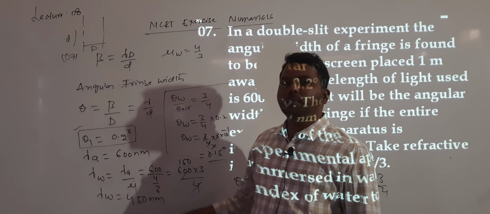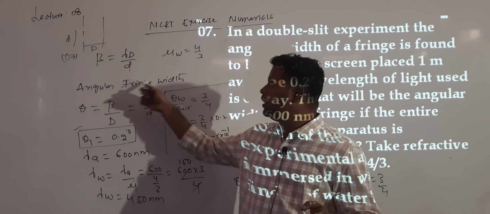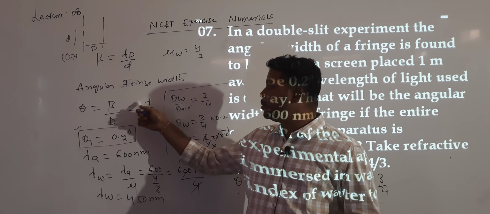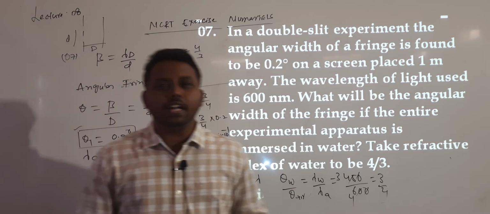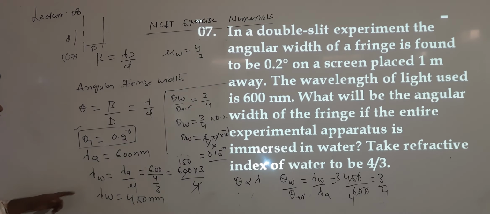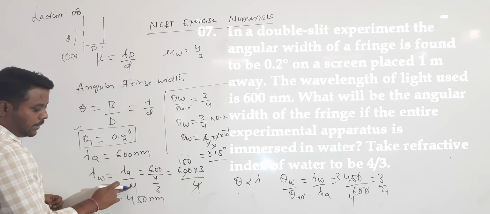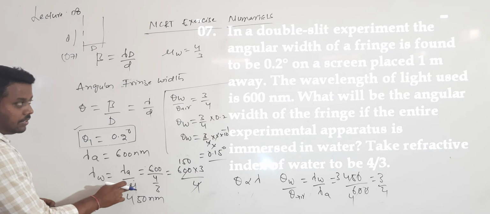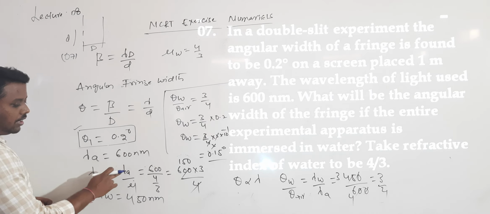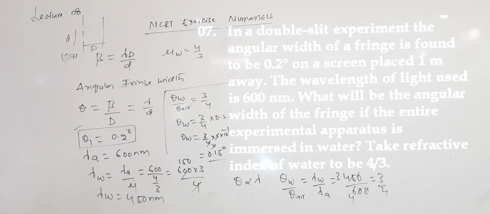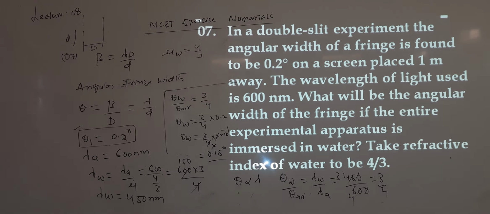To do this problem, what you should know is the definition of angular fringe width. After that, angular fringe width value is directly proportional to wavelength. How to calculate the wavelength value in water? Wavelength value in water is equal to wavelength value in air divided by refractive index. Already we solved this. So lambda w value is equal to lambda air by mu. Then calculate. Understood, Ara? So this is question number 7.